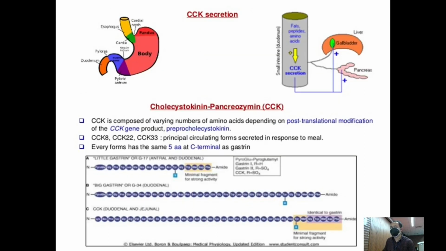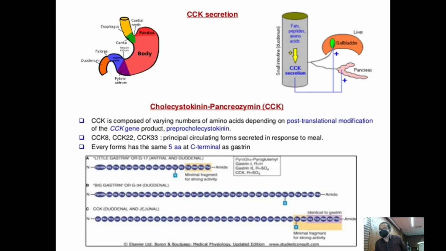Okay, then CCK, which is again a hormone from the same family. So these two hormones, gastrin and CCK, belong to the same group of hormones. Okay, and again it is composed of varying numbers of amino acids, and you have different forms of CCK. Again, can be CCK8, CCK22, CCK33, CCK38. I think around 4 or 5 types are there. Okay, and they are secreted in response to a meal. They are basically secreted in response to peptide, all right, and fat. These two things, fat and peptide. And CCK plays an important role in the digestion of fat and protein.